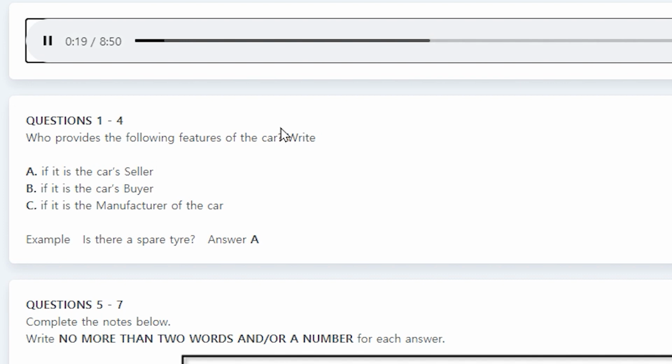As you can see, an example has been done for you. Only on this occasion, the recording relating to this example will be played first.